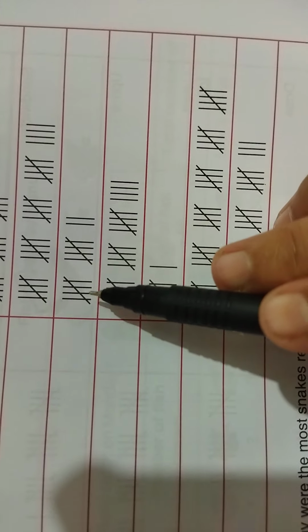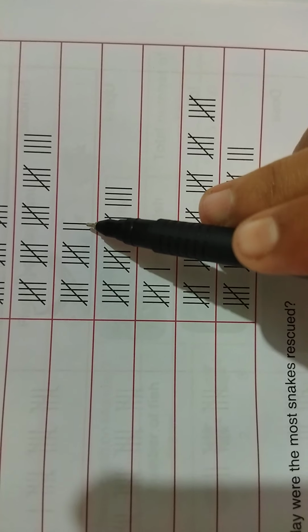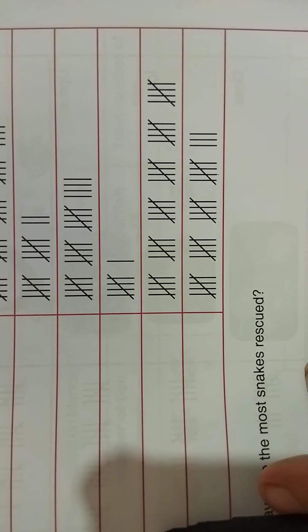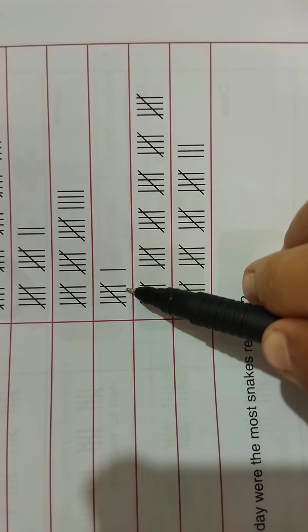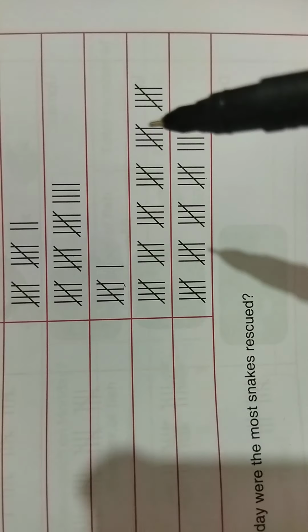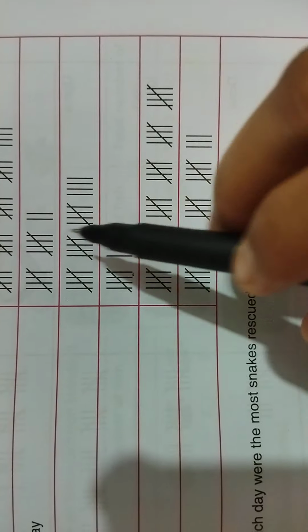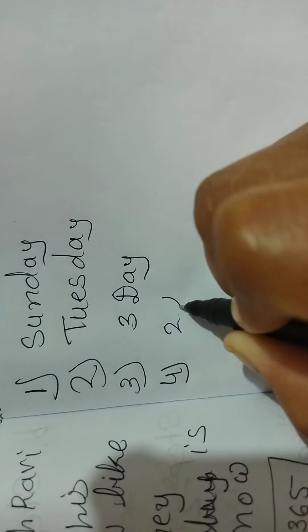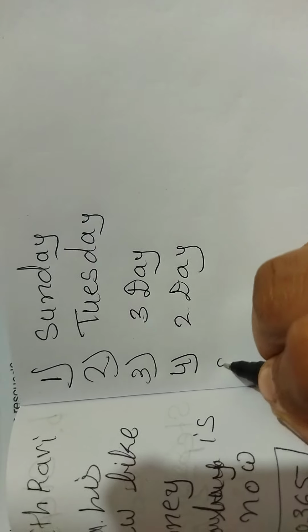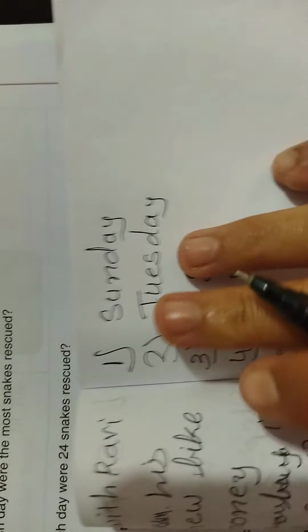Fourth question: on how many days were less than 15 snakes rescued? In that, 15, now look at this. 5 plus 5, 10, 10 plus 2, 12. Then 6 is there on Friday. So how many days are there? 2 days. So we have to write here 2 days. Fifth question: on which day were the fewest snakes rescued?